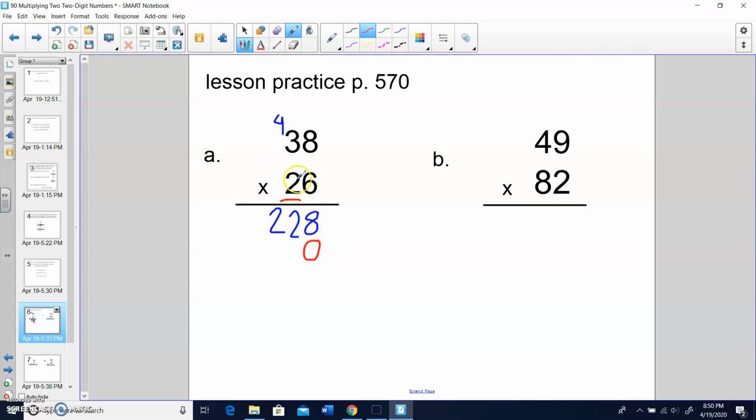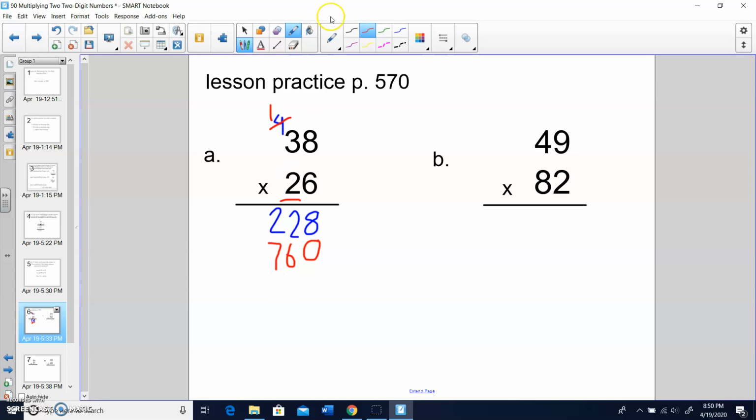And now multiply 2 times 8 is 16. My 6 comes down, and then I have to bring that 1 up here. You can just cross out this 4. We've already used it. We don't need to. 2 times 3 then is 6, plus the 1 we carried up is 7.